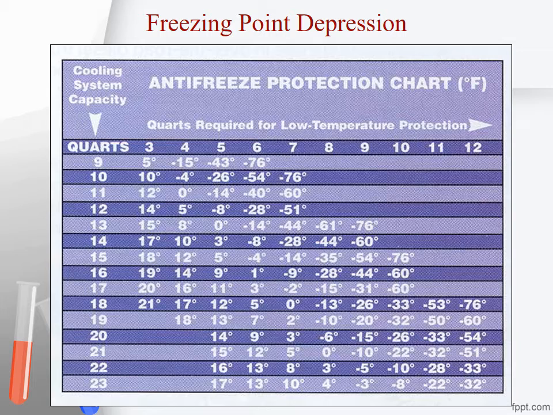For example, here's an antifreeze chart. You can actually have a system that will not freeze until negative 76 degrees Fahrenheit. It's Fahrenheit, not Celsius, but that's still really cold. Now, that would mean that you would need 12 quarts of antifreeze per 18 quart system. So that'd be like a 12 to 6, a 2-to-1 ratio of antifreeze to water. It'd be mostly antifreeze, and your car's going to run very sluggish, but it'll still run.